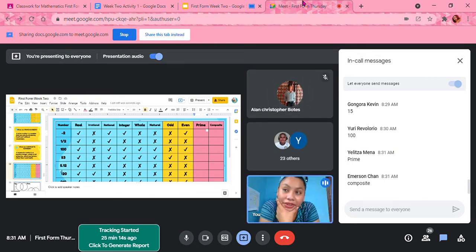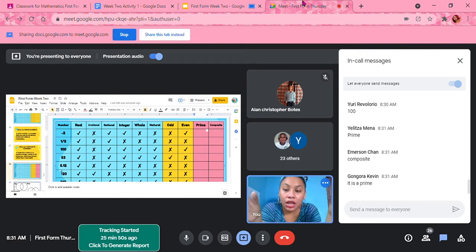A number can never, ever be both prime and composite. It can only be one of them. Just like a number cannot be both odd and even, you are either an odd number or an even number. The same thing: you are either a prime number or a composite number. You can never be both. You can be prime, you can be composite, and you can be none of them. Those are the only three options that you have.